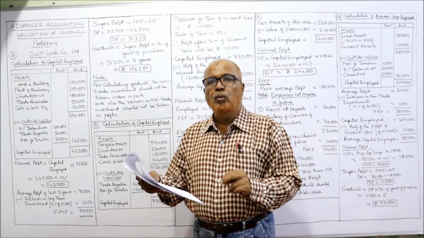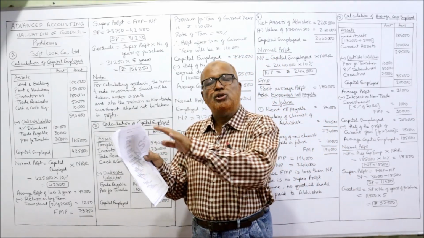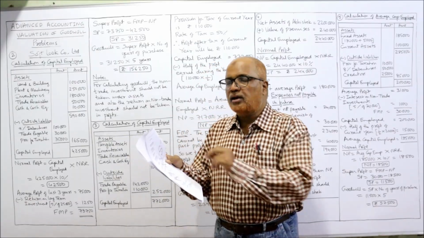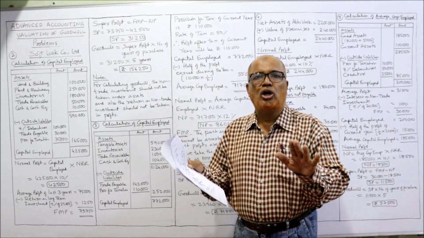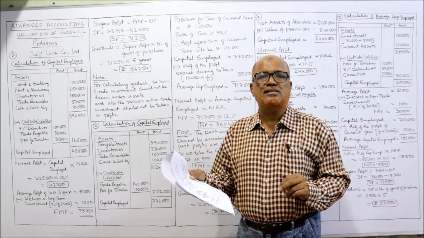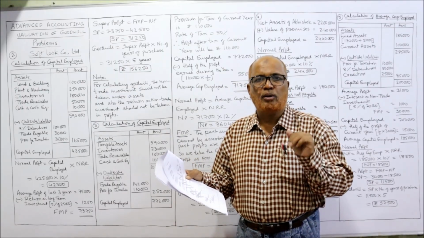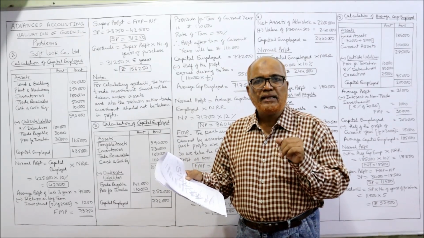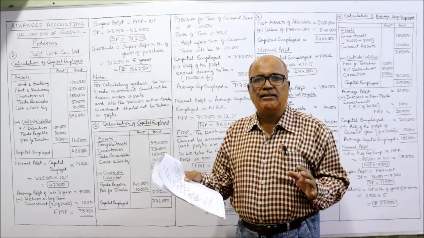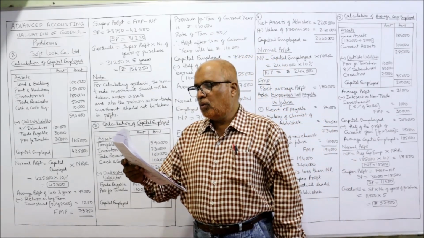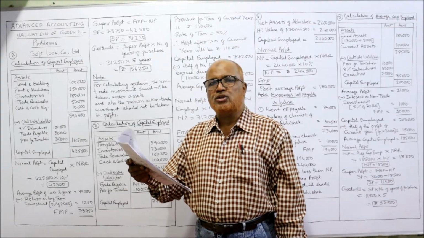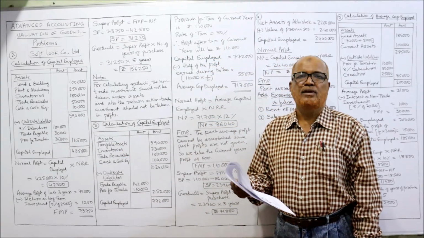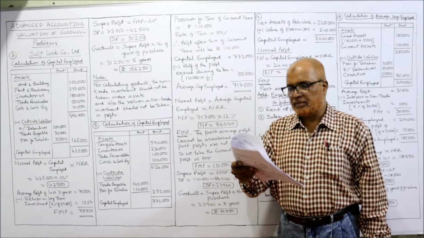The first item, goodwill given in the balance sheet, should not be considered. Non-trade investments should not be taken. And fictitious assets, preliminary expenses, should not be taken. So don't take these 3 items, and take all other assets. Then goodwill should be valued at 5 years purchase of super profit method. So we have to apply the super profit method.